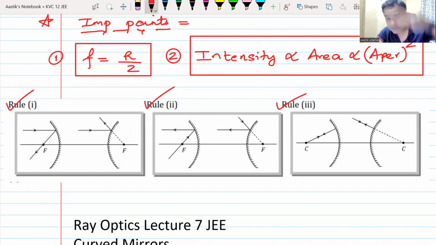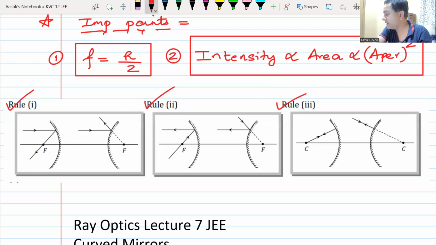So basically, to do that, you will need at least 2 rays. Those 2 rays will be reflected and they would be intersecting, either actually or virtually. If the reflected rays actually intersect, what type of image will you get? We have discussed this already. What type of image will you get if the reflected rays actually meet?